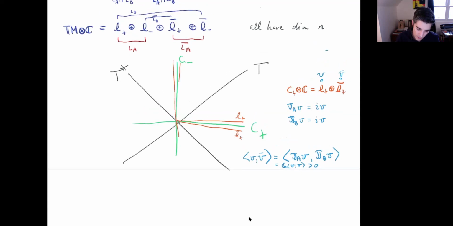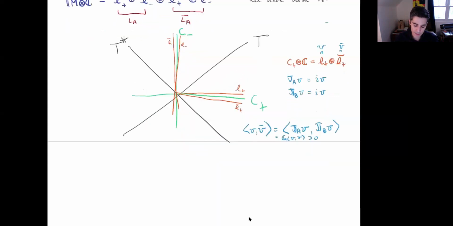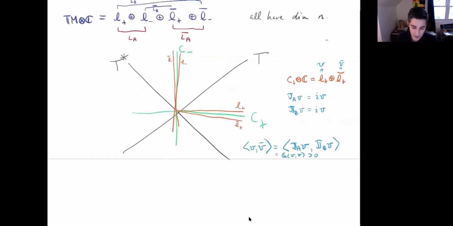C minus has its own decomposition into L minus and L minus bar. So now we have a situation where T plus T star breaks up as a sum of 4 spaces in the complexification, and then you can kind of understand what these things really are. Remember that on C minus we have I minus, and the little L minus and the little L minus bar are just the plus and minus i eigenspaces for I minus.